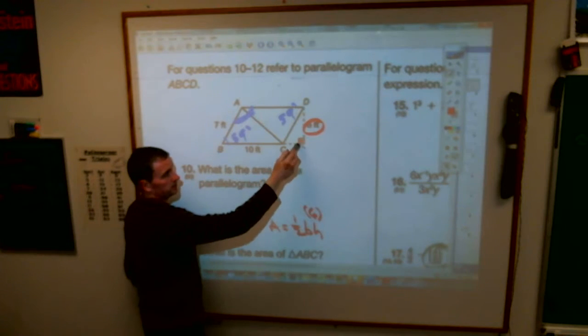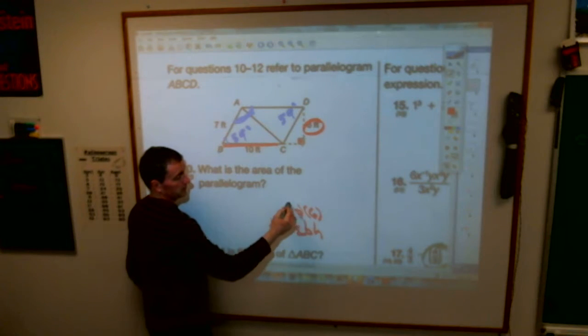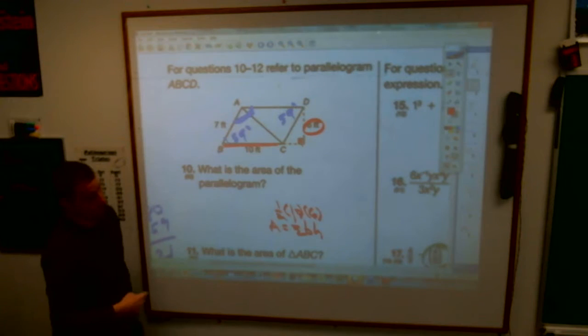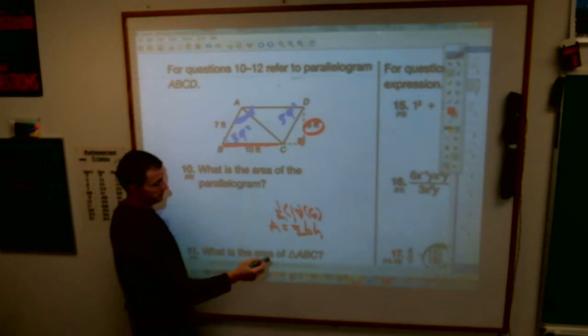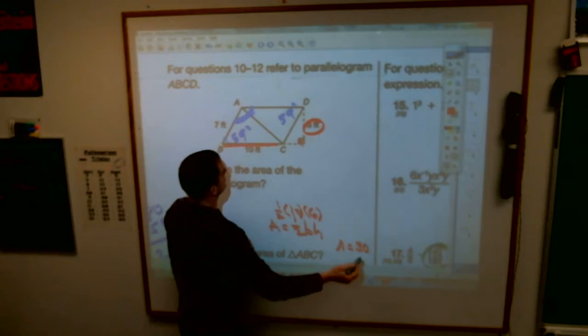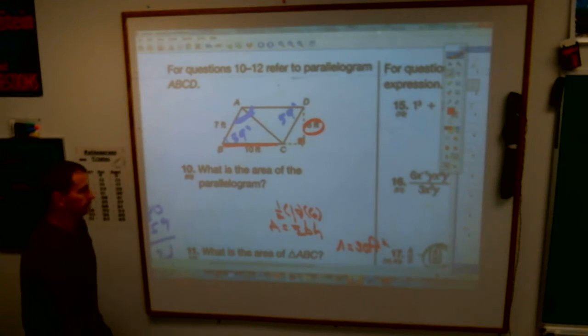And the line that it's perpendicular to, which is this, is my base. So it is 1/2 of 10 times 6. Half of 60 is 30. So the area of my triangle is 30, whatever that is, feet squared. What did you put down, Jen?